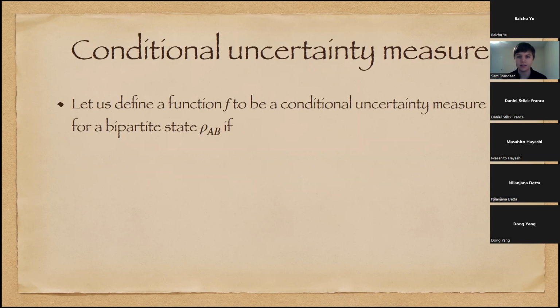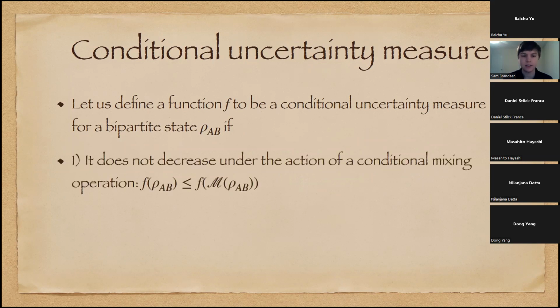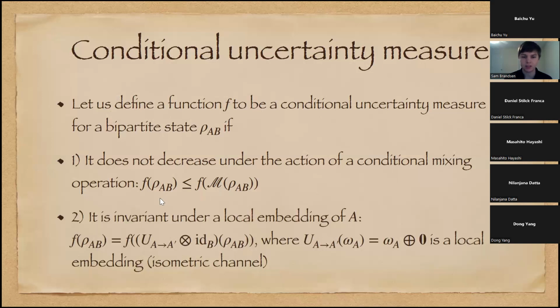And we can define the function f to be a conditional uncertainty measure for a bipartite state rho if it doesn't decrease under the action of a conditional mixing operation. So it doesn't decrease under the action of quantum channel M if M is a mixing operation, and it's invariant under local embedding of A. And in the quantum case, we can represent this local embedding as performing an isometry channel.